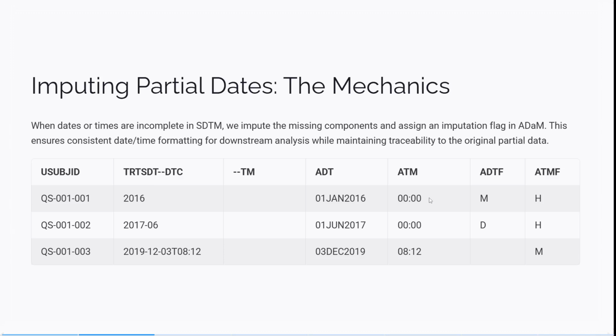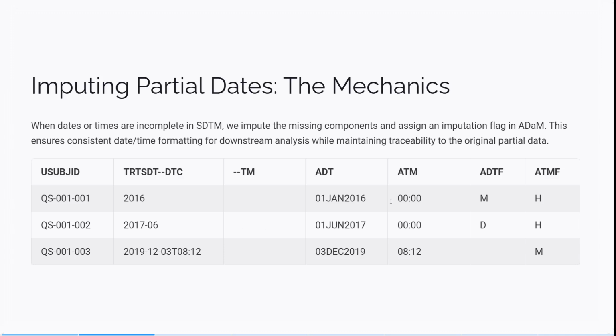Okay, so imputing the partial dates, the mechanics. When the dates or times are incomplete in SDTM, we impute the missing components and assign an imputation flag in ADaM. This ensures consistent date or time formatting for downstream analysis while maintaining traceability to the original partial date. Here we see the TRTSDT, where both the month and day are missing. So the analysis date will be imputed as 01 Jan, and the time will be 00. The flag would be M because both month and day are missing. The imputation we did for the missing day and month is 01 and Jan.